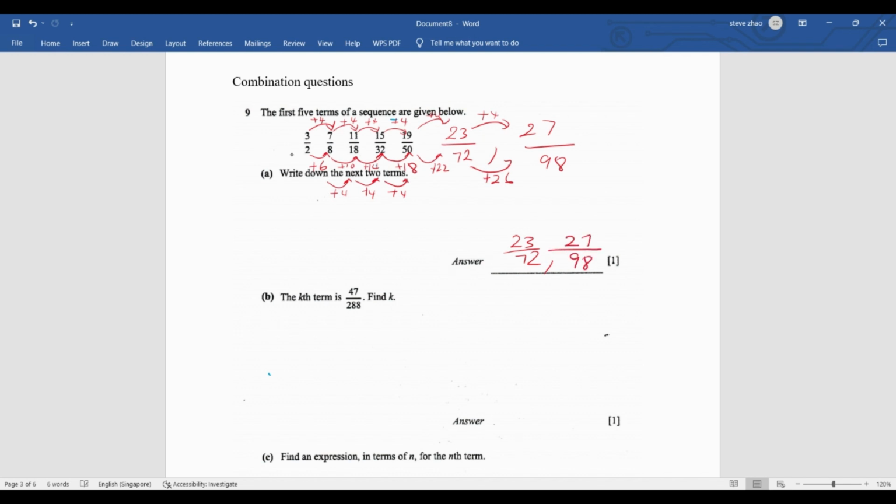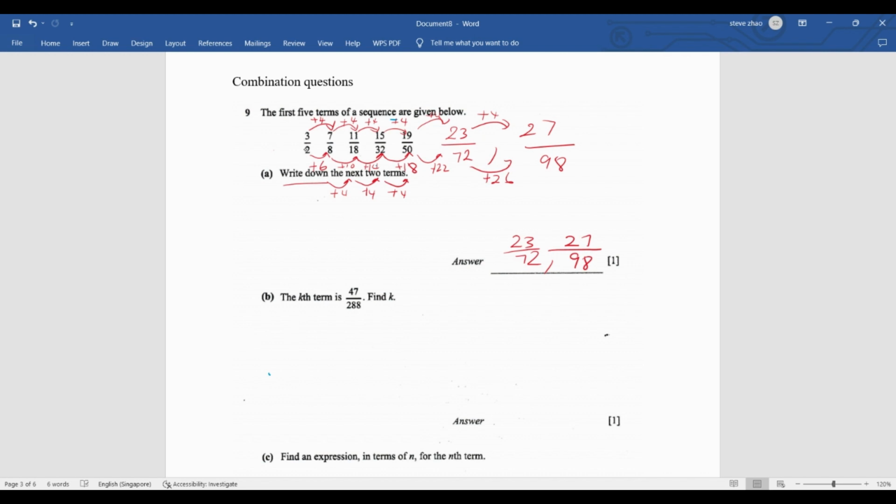Now you don't have to do any working here because they said write down. But obviously you need to do some calculation of your own, right? So that's it. Now the kth term is 47 over 288. Find k. In this case, we can actually just focus on the numerator or the denominator. I'll focus on the numerator because it's easier and smaller. Of course, to be safe, after you find a number, you should check with the denominator.